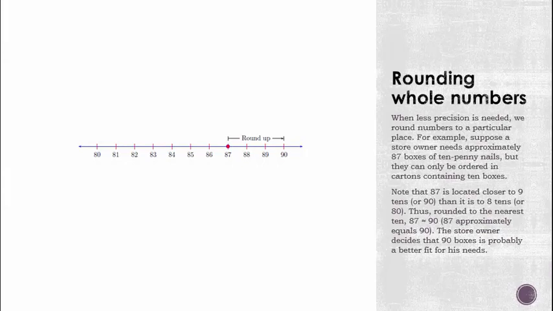So when less precision is needed, we round numbers to a particular place. For example, suppose a store owner needs approximately 87 boxes of 10 penny nails, but they can only be ordered in cartons containing 10 boxes. Note that 87 is located closer to 9 tens, or 90, than it is to 8 tens, or 80. Thus, rounded to the nearest 10, 87 is approximately equal to 90. The store owner decides that 90 boxes is probably a better fit to his need.